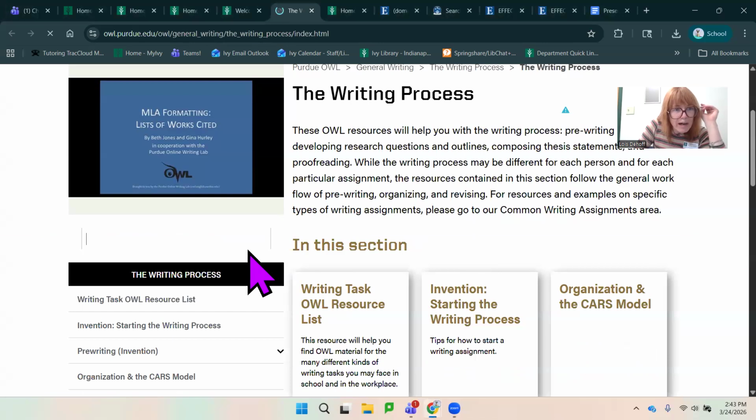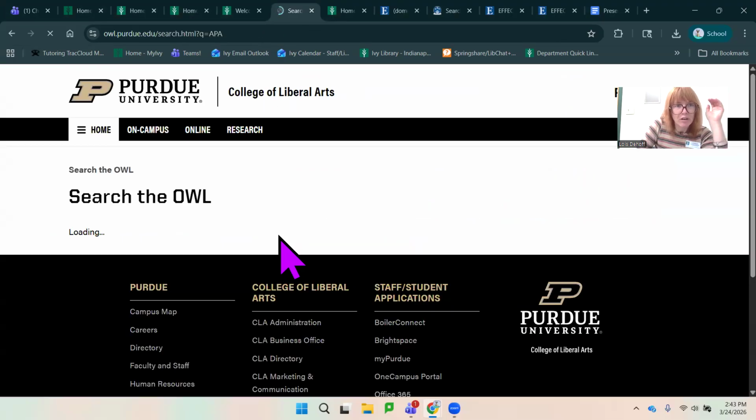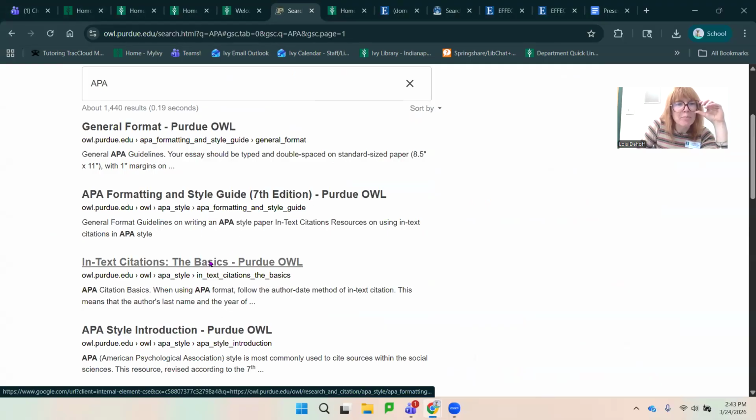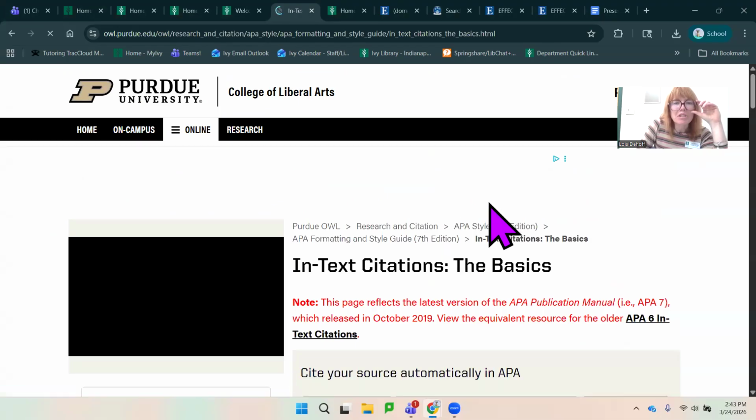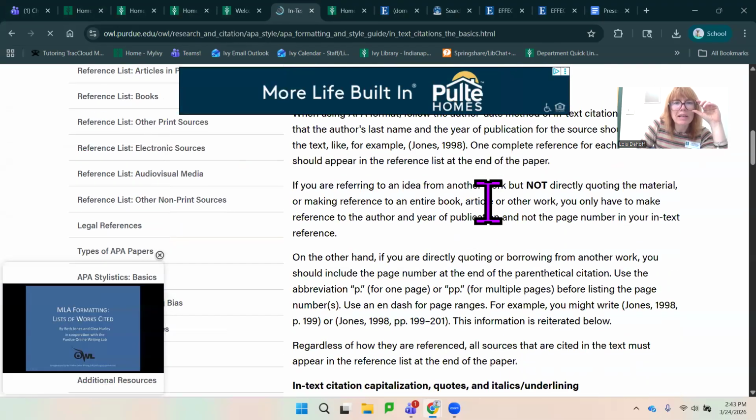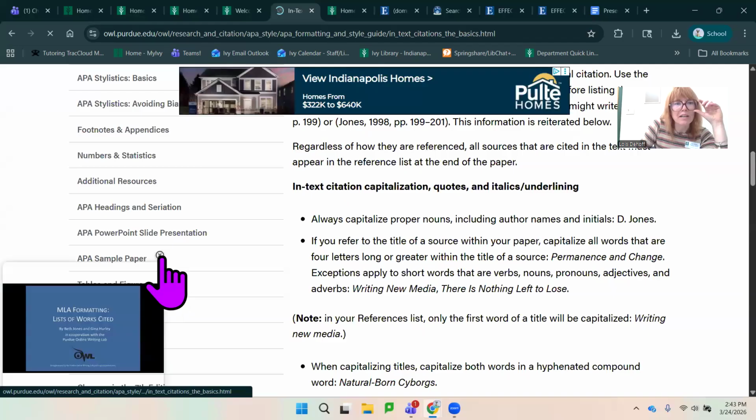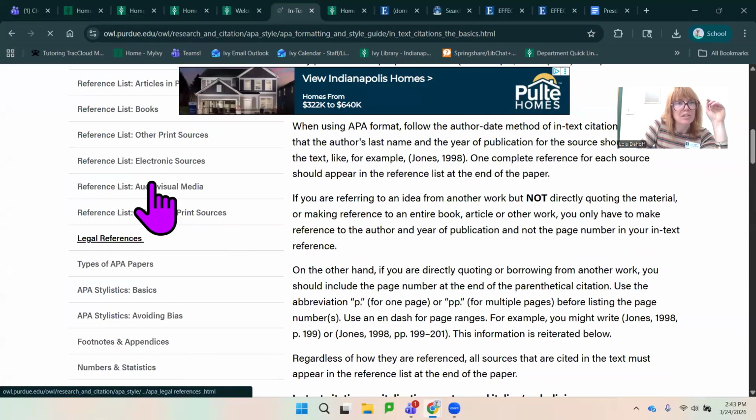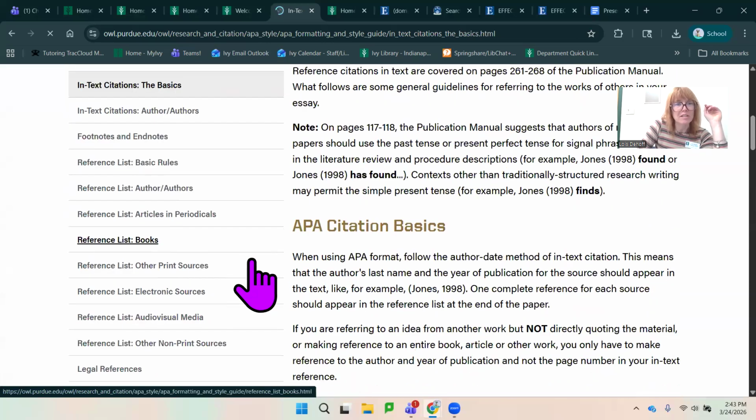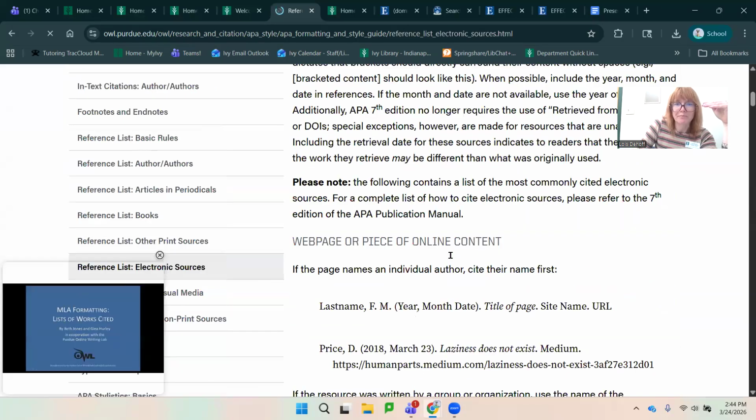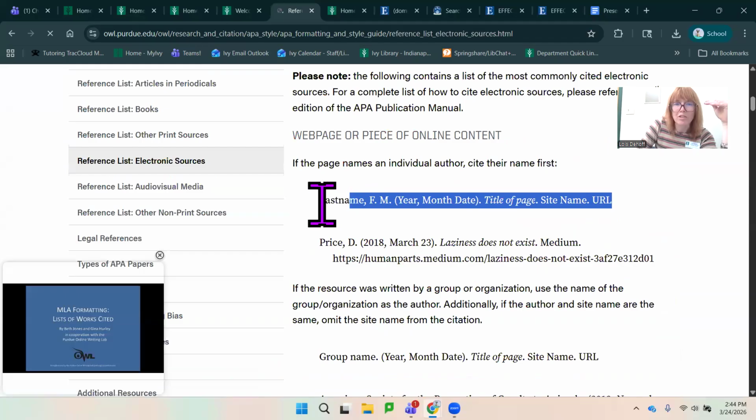I'm trying to see where we go with APA, where that would be in here. General format, APA style guide, in-text citation, the basics. Yeah, that's what I would recommend, because this also gives some examples on here. It also shows different ways that APA is used in different types of resources. Like for you all, electronic sources, if you're finding those in the databases, if you click here, this will give you some information and show you what this looks like.